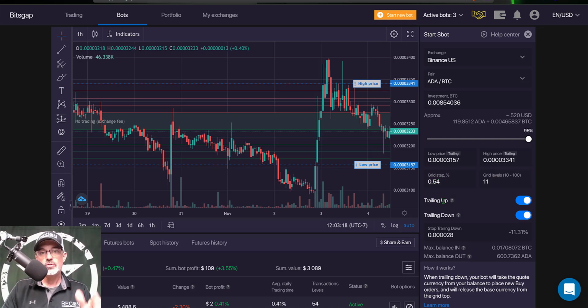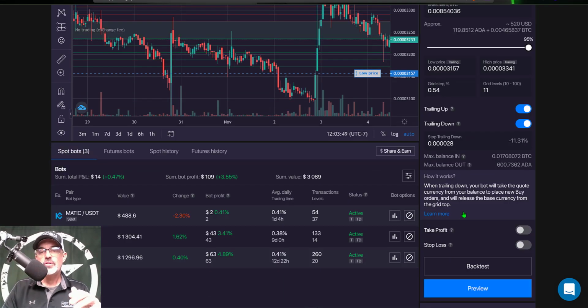Trailing up is enabled, so I want to definitely follow this price up if it continues up. Trailing down is also enabled. I'm willing to buy at lower prices, but I do have a limit, and that limit is around 2,800 or 11% decline from my lower price.